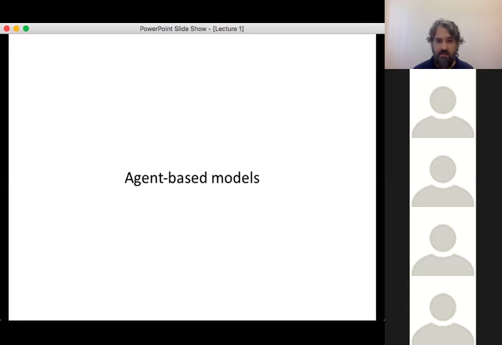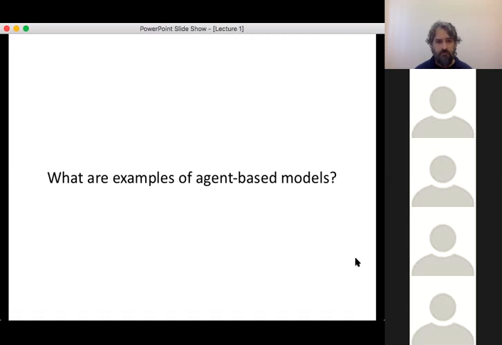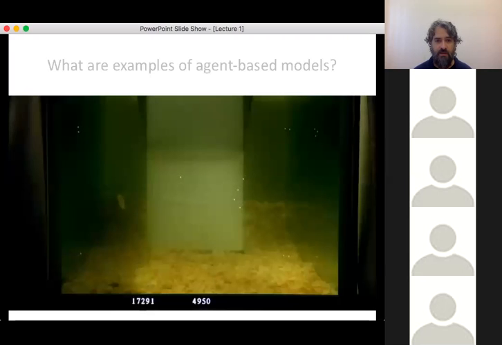Okay, so let's go into the second part of the class, which is going to be about agent-based models. And we'll see we actually make use of active particles. So what are examples of agent-based models? There are plenty of examples. Again, here I will give a very quick overview, and maybe some of these examples can inspire you also in your projects. So here we have a very simple example.